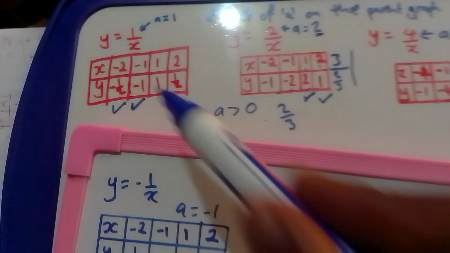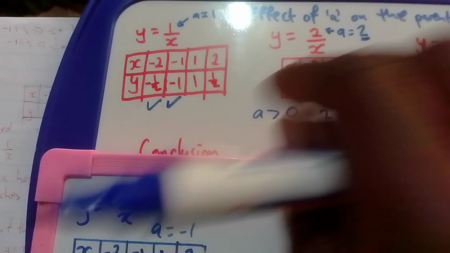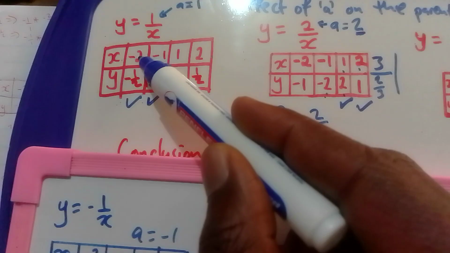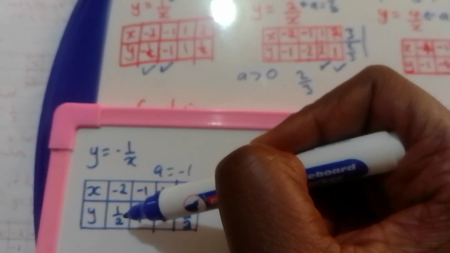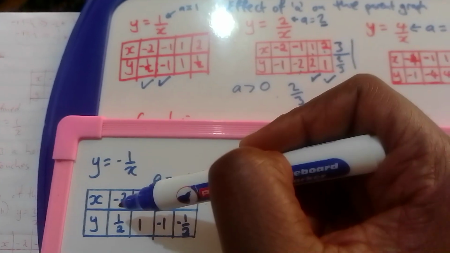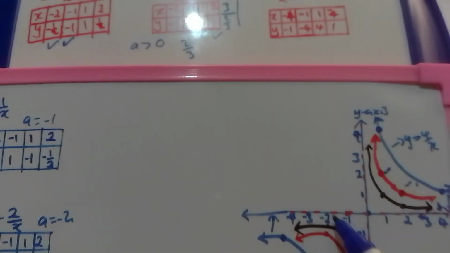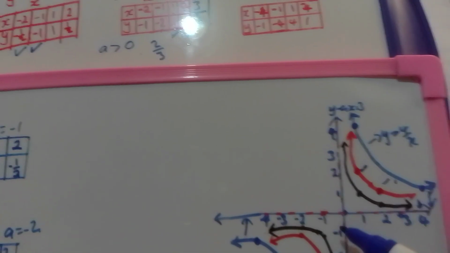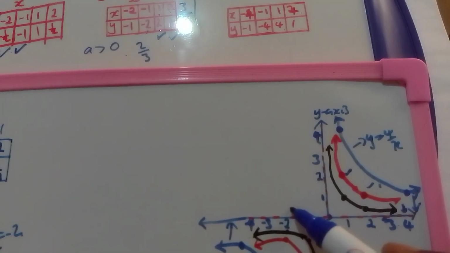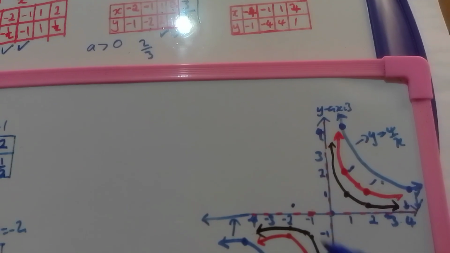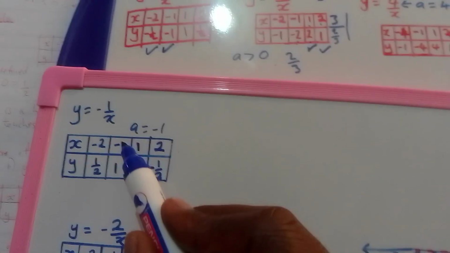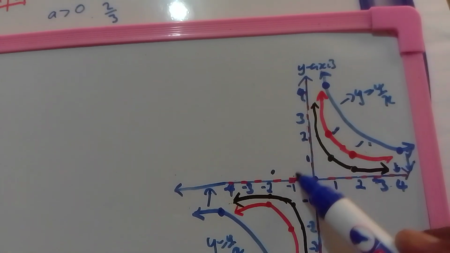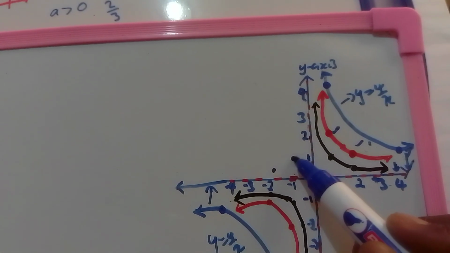Now, let's observe. When our x value for the parent graph was negative 2, we had a negative half. And if we come here, when our x is negative 2, we've got what? We've got a positive half. So let's go and plot that, right? So our negative 2 is here, and we've been told here that our y is half, meaning to say that when we are having negative 2 here, our y is somewhere here, right? And when our x is negative 1, we've got a positive 1. When our x is negative 1, our y is a positive 1 there.